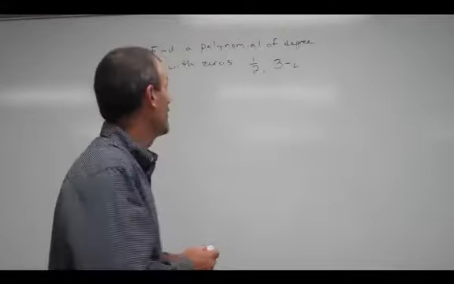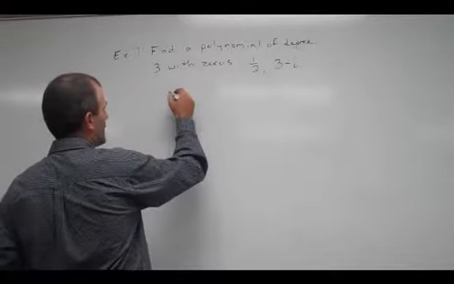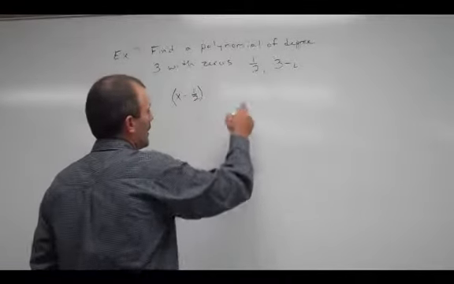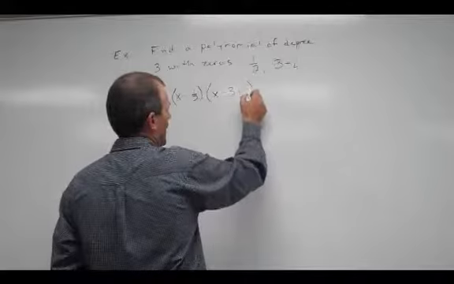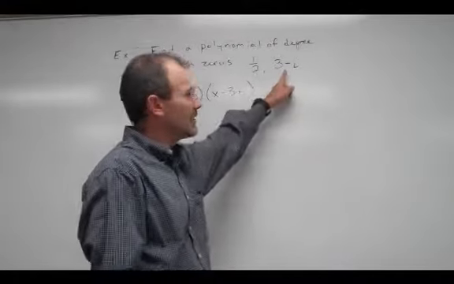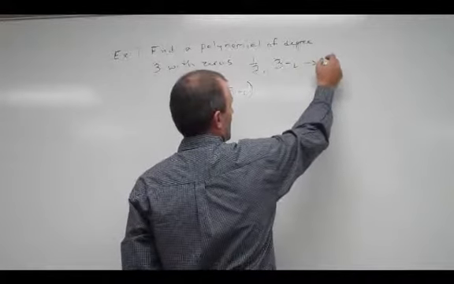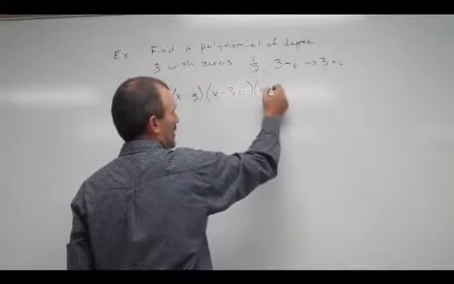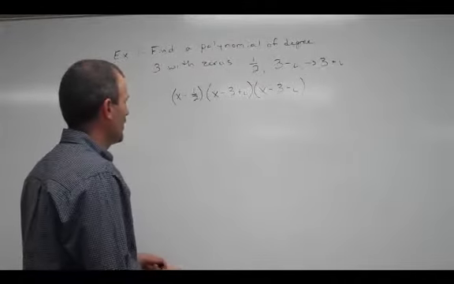In example 7, we're finding a polynomial of degree 3 with these zeros. Notice we've got x minus 1/2, and this one gives us x minus 3 plus i. But remember that if this is a zero, we have another zero that has to be there because of that conjugate theorem, and it's that one. So that gives us this zero, x minus 3 minus i. And so we want to multiply these out.